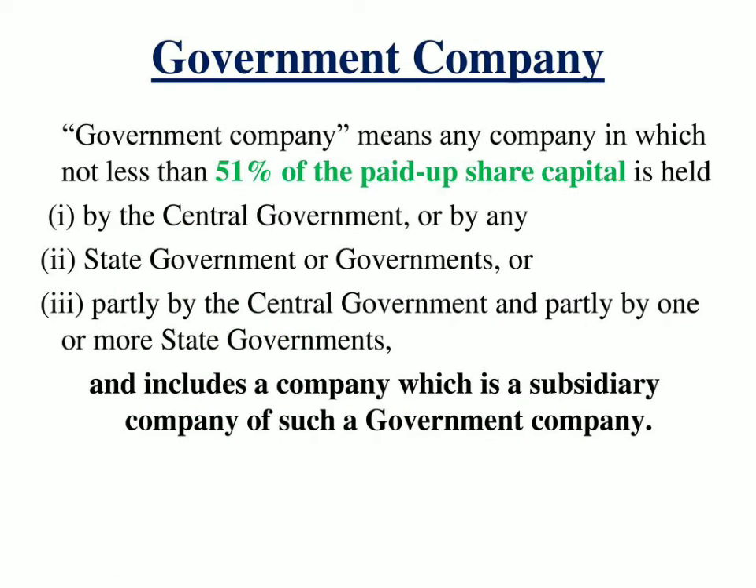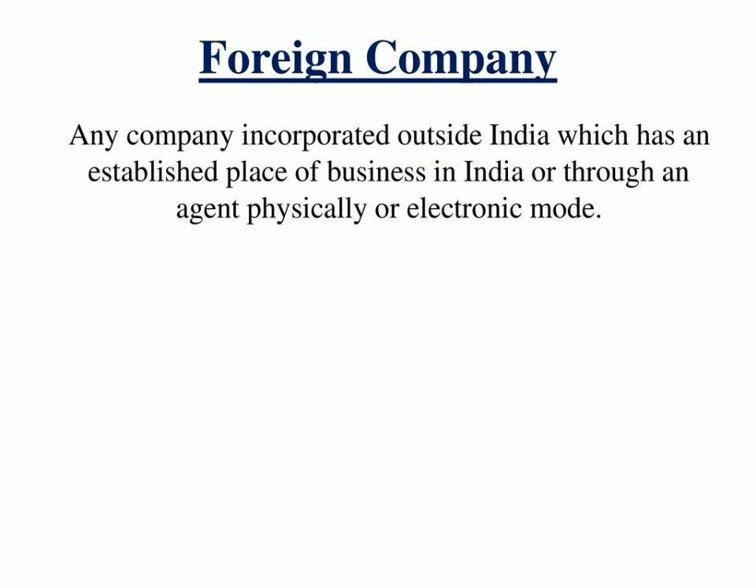Government company means any company in which not less than 51% of the paid up share capital is held: 1. By the central government, or 2. By any state government or governments, or partly by the central government and partly by one or more state governments. And includes a company which is a subsidiary company of such a government company. Foreign company: any company incorporated outside India which has an established place of business in India, through an agent, physically or in electronic mode.